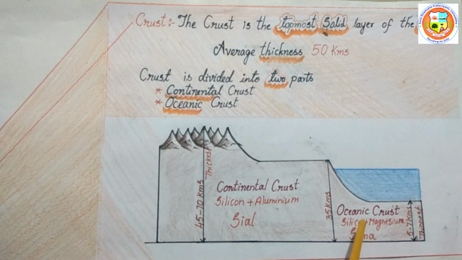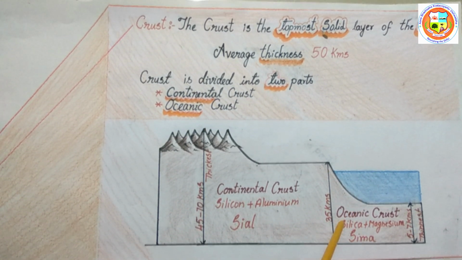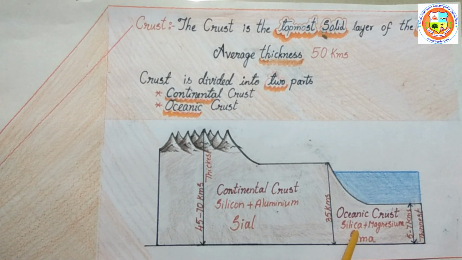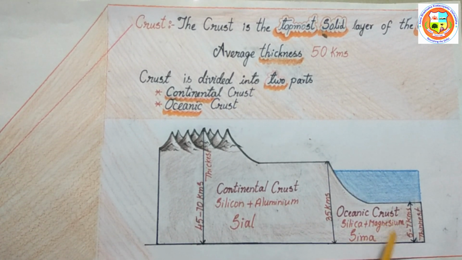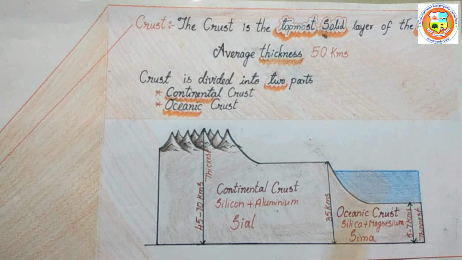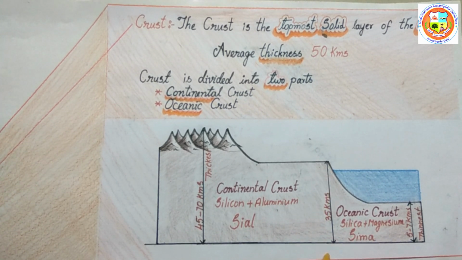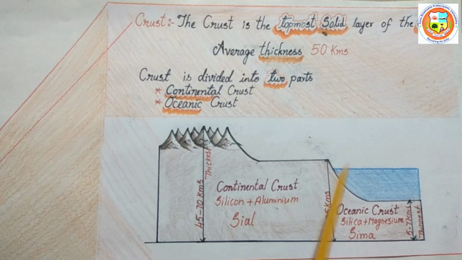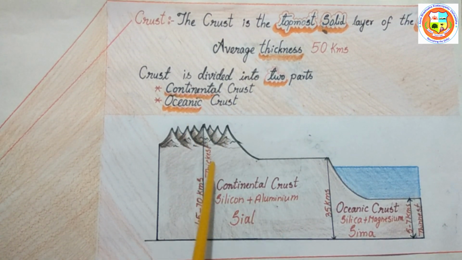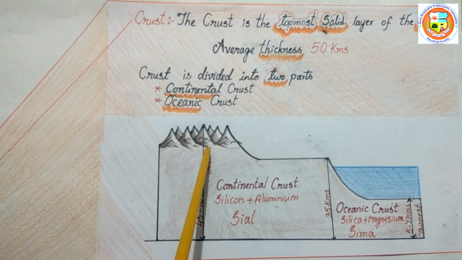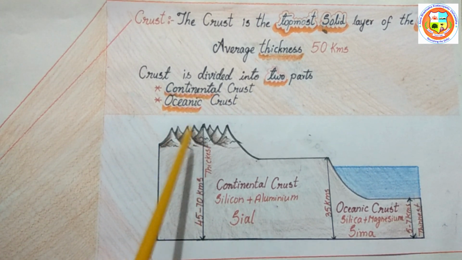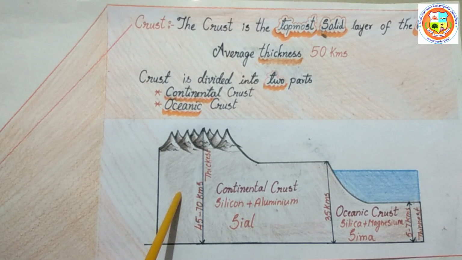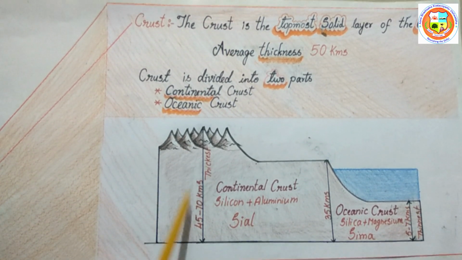The oceanic crust is very thin compared to the continental crust. Its thickness is only 5 to 7 kilometers, whereas the continental crust is nearly 35 kilometers. The thickest parts of the crust are near the mountain ranges, varying from 45 to 70 kilometers.